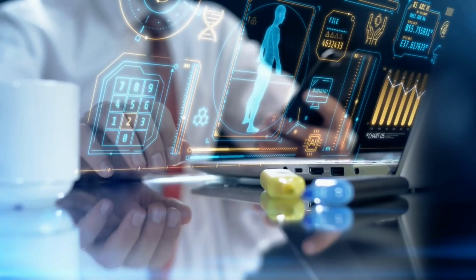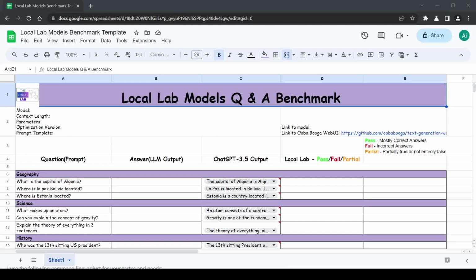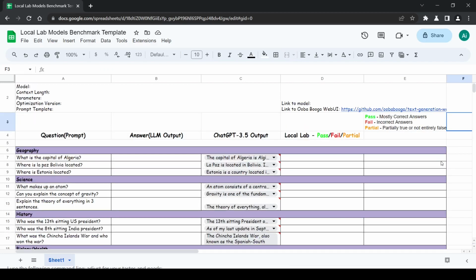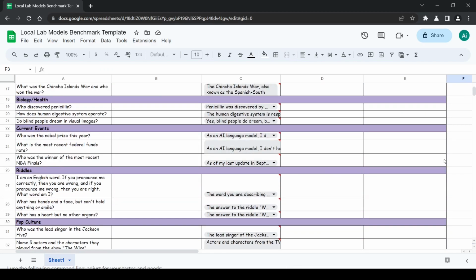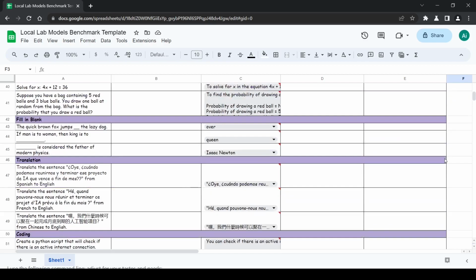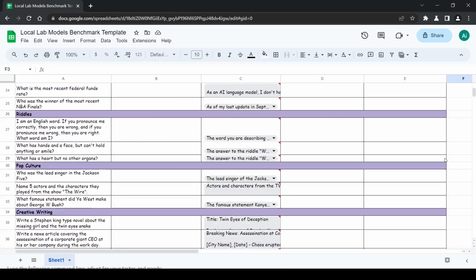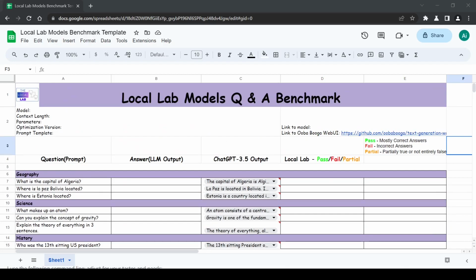Now comes the exciting part. We have personally crafted a diverse set of 36 benchmark questions to thoroughly test the capabilities of StableBeluga. These questions span various categories like geography, science, history, biology/health, current events, riddles, pop culture, creative writing, math, fill in the blank, translation, coding, and even censorship. Our aim with this benchmark is to showcase the versatility of StableBeluga across different domains and complexities.